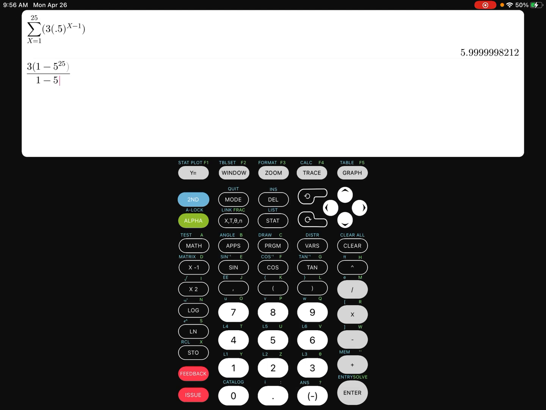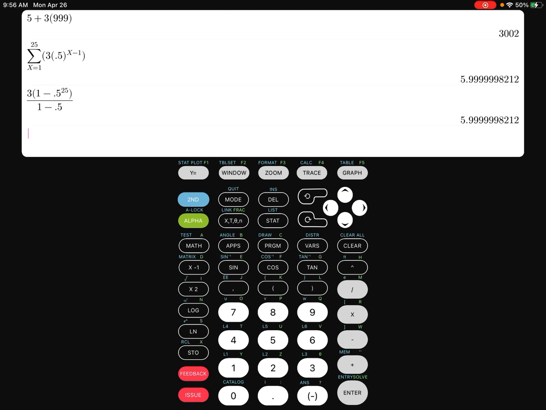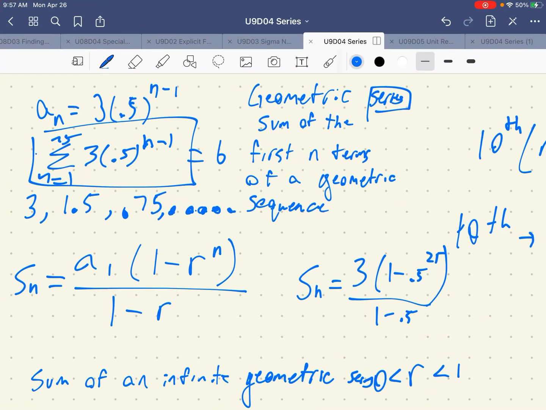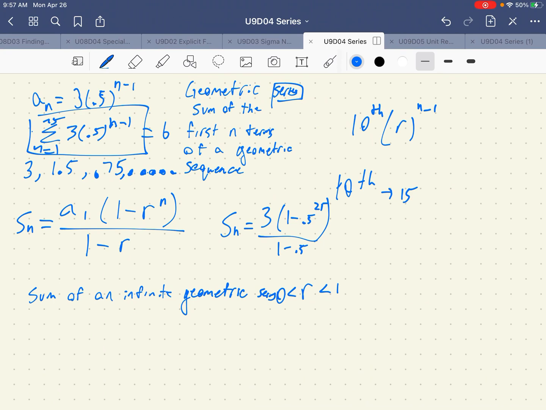I think I left out the decimal by accident, excuse me. Let me put that decimal in here as well. And if we press enter, we get the exact same answer. So this formula works as well and is useful if your calculator doesn't have access to the summation feature. So that was also equal to about 5.99, which is equal to 6.